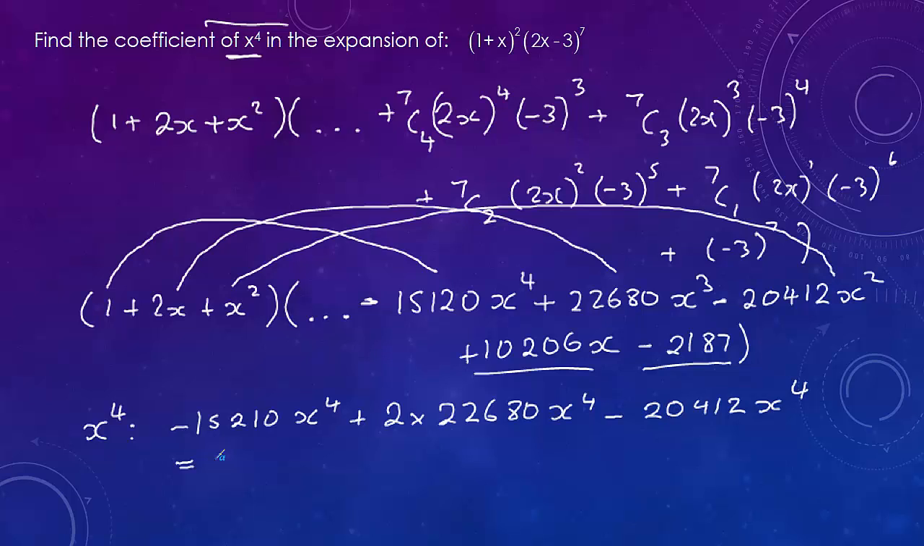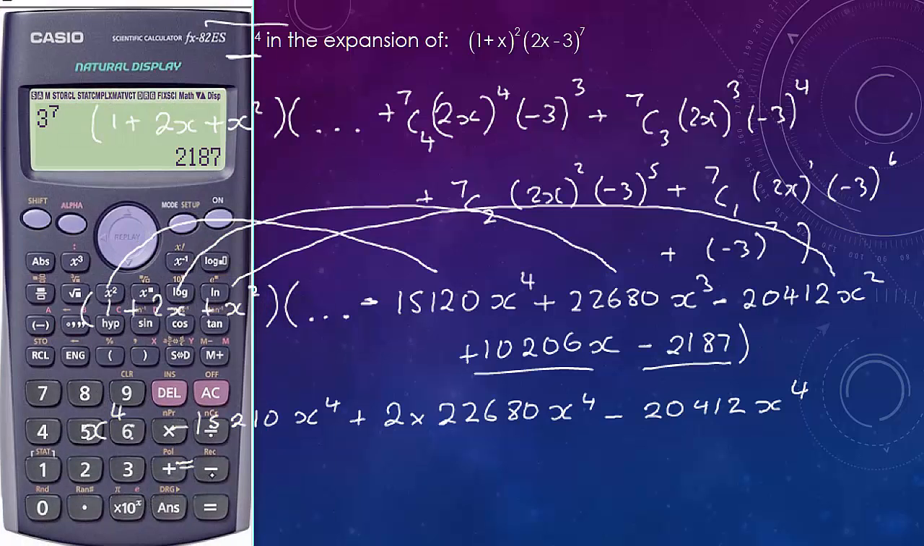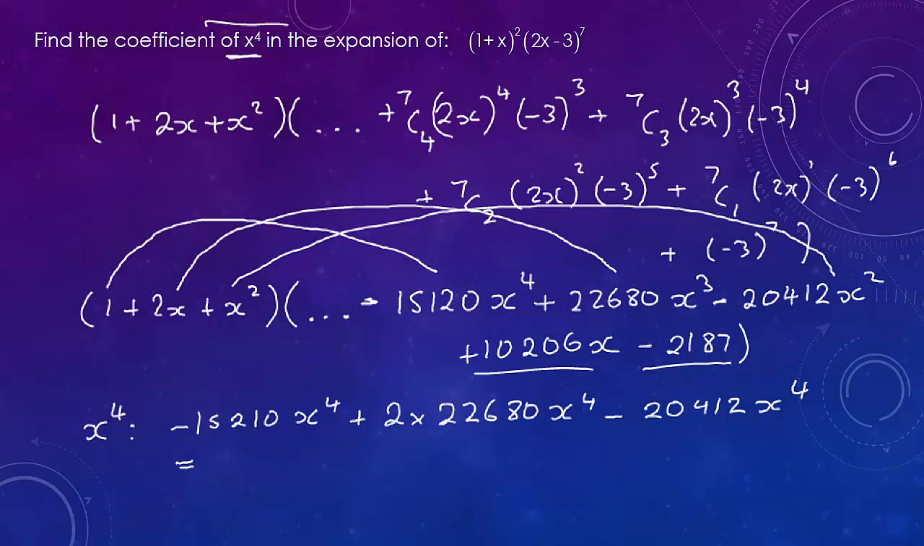So let's see what that gives us. So I think I should bring in the calculator again. So I have negative 15210, add 2 lots of 22,680, take away 20412, gives me 9738. So 9738 x to the 4. So the coefficient of x to the 4 is 9738.